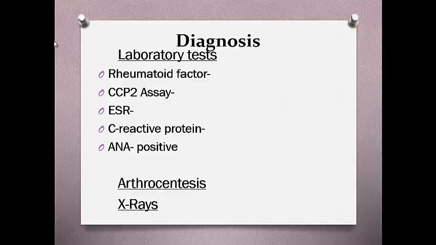But it's really helpful to look at the CCP2 with the rheumatoid factor, because if they're both positive, then it really differentiates, determining that they have rheumatoid arthritis. The CCP2 assay helps differentiate other problems that resemble RA. So some patients have a normal rheumatoid factor, but then they'll end up with a positive CCP2 assay, and that helps determine that they have rheumatoid arthritis.